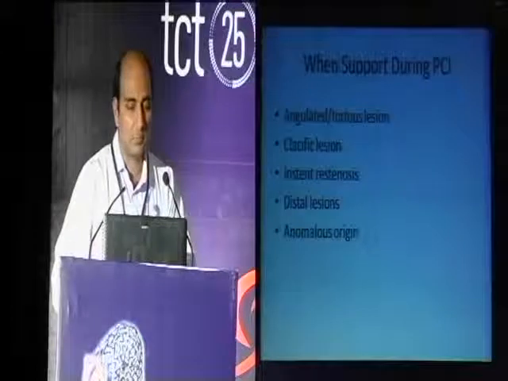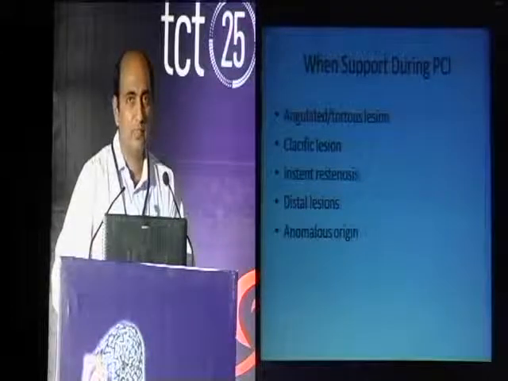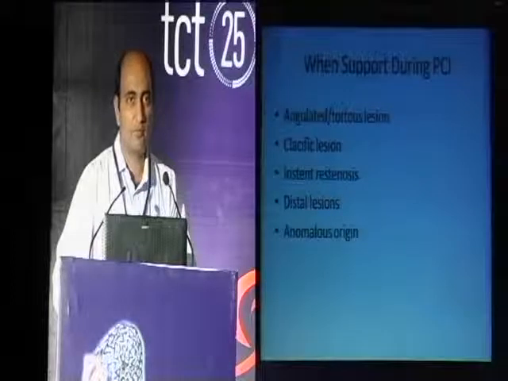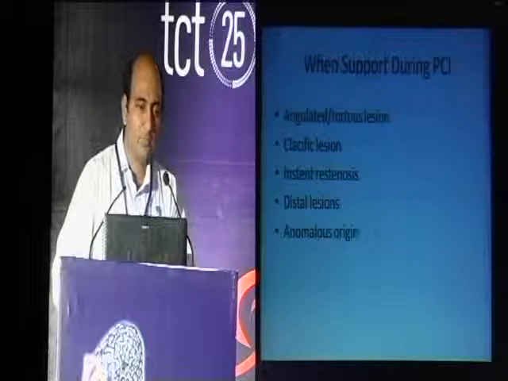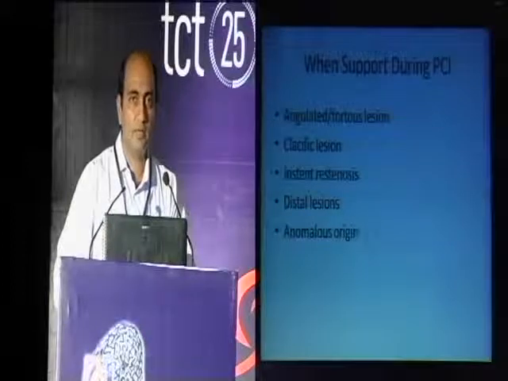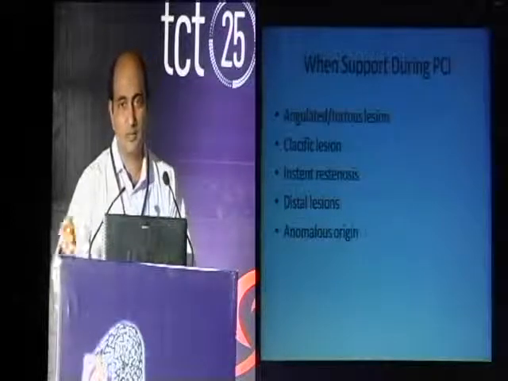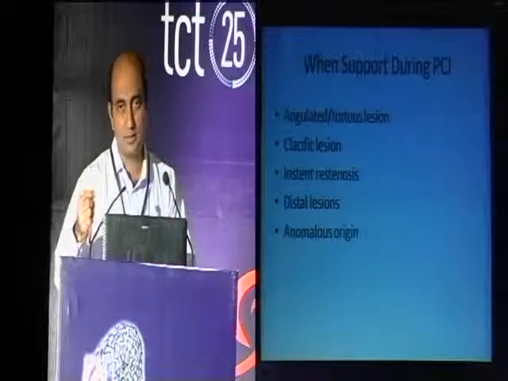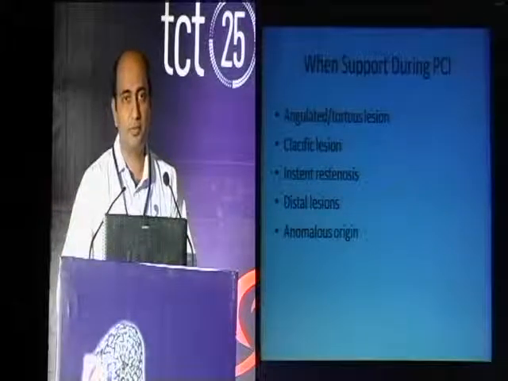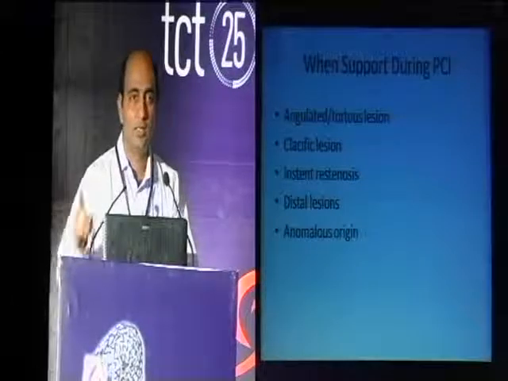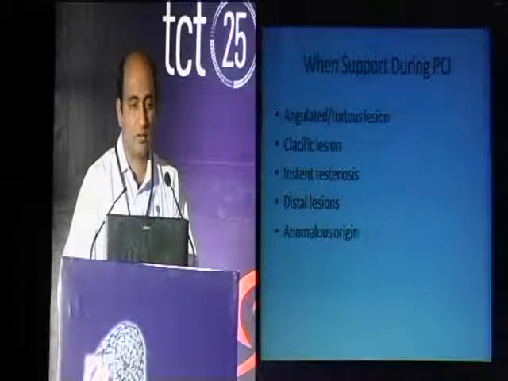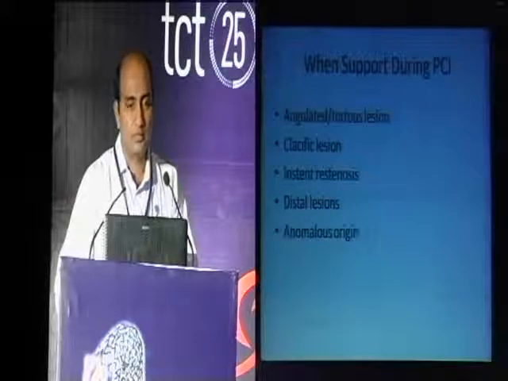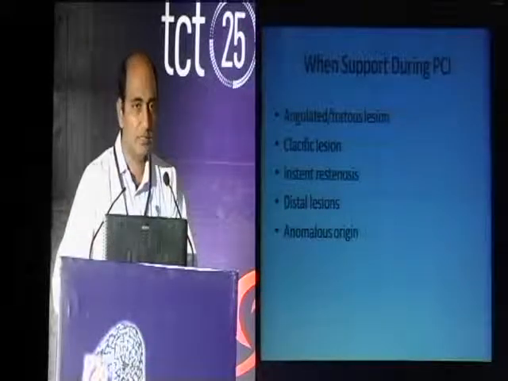We need support wires only when we have a very angulated lesion, when you have a circumflex which is almost taking a 90-degree angle, or when you have an RCA which is coming anomalously, and in the middle of the RCA you have sharp bends and you are trying to access the distal part, or if you have an in-stent restenosis, or if the lesion is located very distally, like in the PDA or in the terminal part of the OM, and the OM is having an acute takeoff, or if the right coronary or the LAD is arising anomalously. These are the situations where you require an additional support.